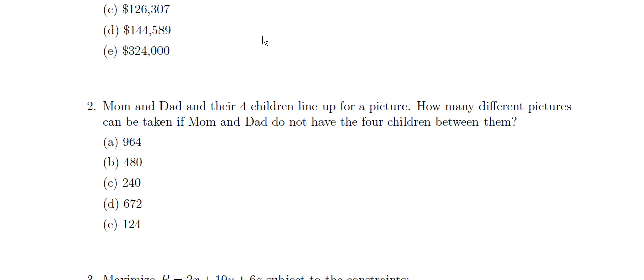Okay, so this is question 2 from the review. This is a good question, but a little bit difficult. So, mom and dad and their 4 children line up for a picture, and how many different pictures can be taken if mom and dad do not have the 4 children between them? There's actually 2 parts to the problem.